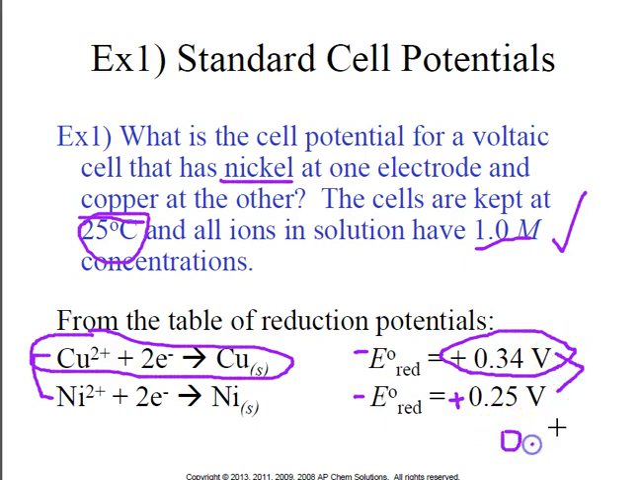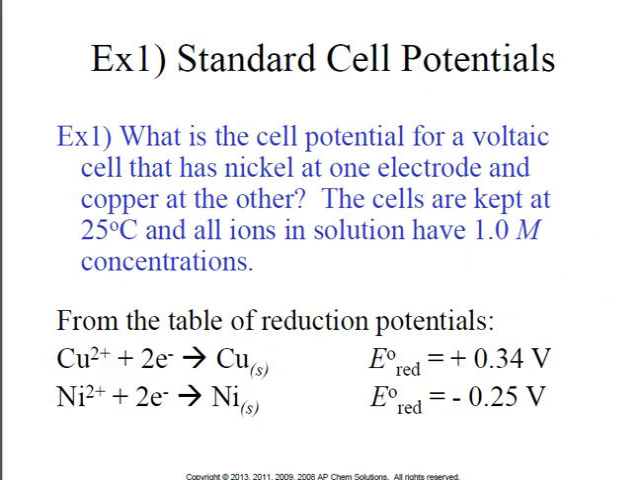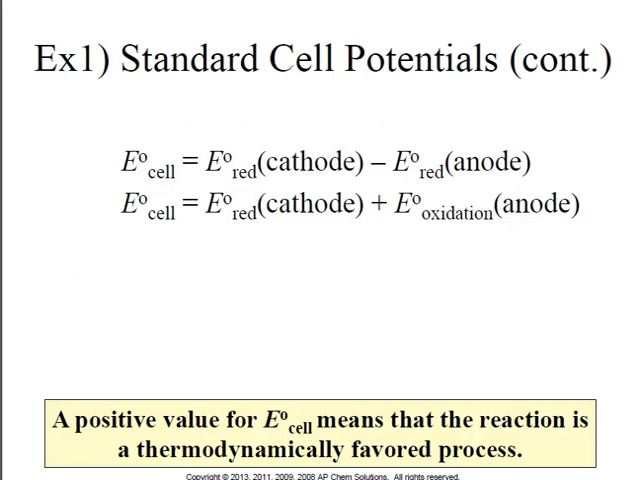So 0.59 volts would be my overall force from the copper being reduced, because it has the greatest reduction potential, and then the nickel is going to be oxidized instead. So that's why I flip the sign on the nickel or subtract it. Overall, that'll give me 0.59 volts.